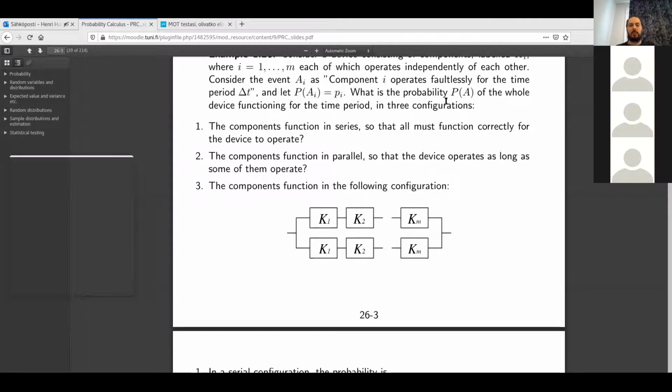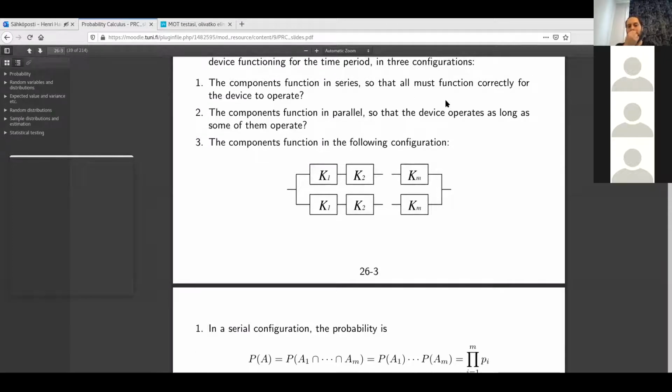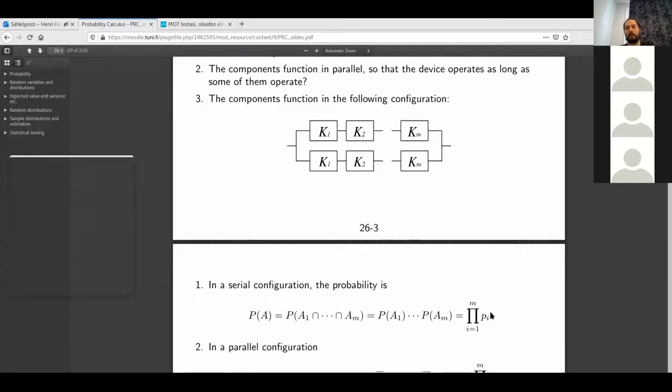So let's observe this. In the serial configuration, because they're independent, the probability of all of them working, well, you can multiply their working probabilities, because they all have to work. So it's the probability of A1 functioning and A2 functioning and A3 functioning and so forth, all M functioning. So we get the probability by multiplying them.